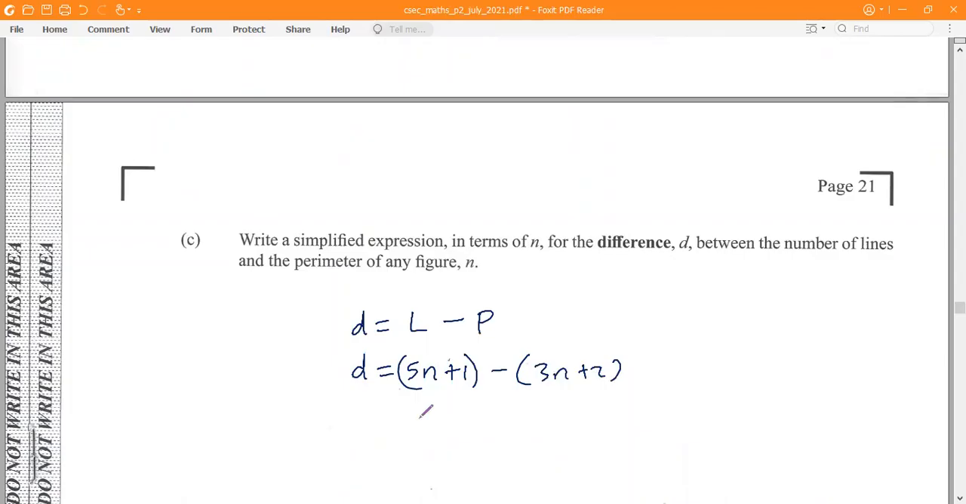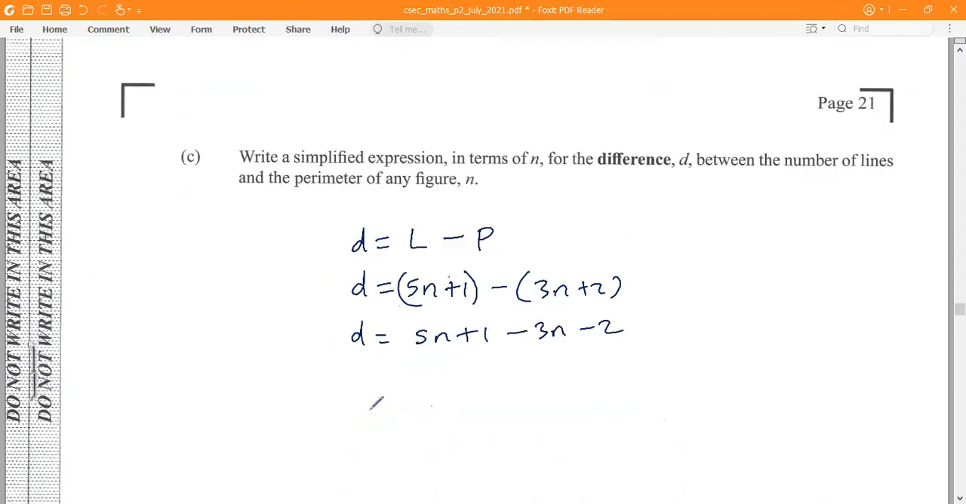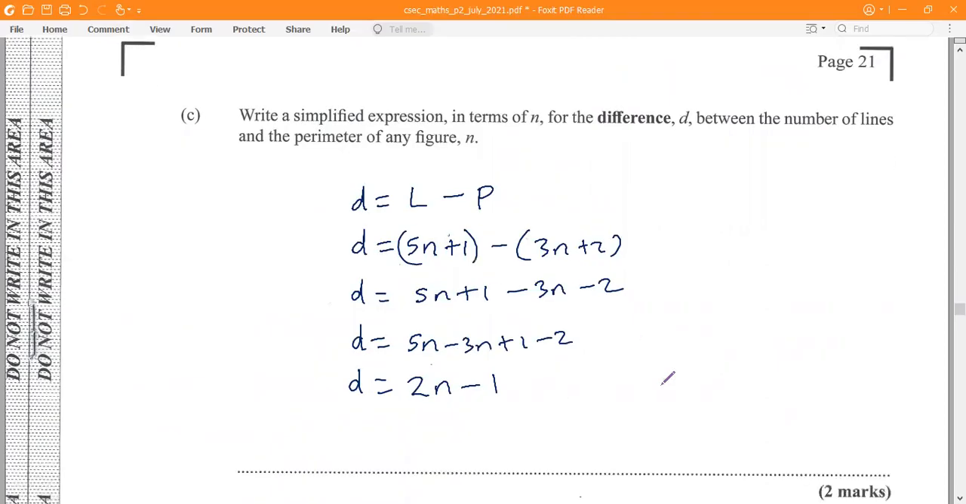Let's remove brackets. So 5n plus 1 minus 3n minus 2. A minus times a plus is a minus. So let's group the like terms: 5n subtract 3n plus 1 subtract 2. 5n take away 3n is 2n. 1 take away 2 is minus 1. So d is equal to 2n minus 1. That's the answer for that question.